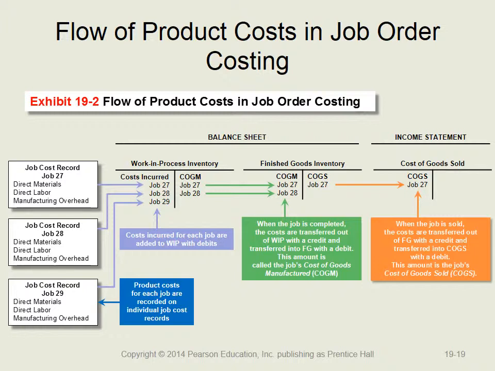Taking a closer look, we see that the ending balance in work in process inventory is the cost of job 29, which is the only job that is not complete and still in process at the end of the period. The ending balance in finished goods inventory is the cost of job 28, the only job that was completed but still not delivered to the customer. The ending balance in cost of goods sold is the cost of job 27, the only job completed and sold.